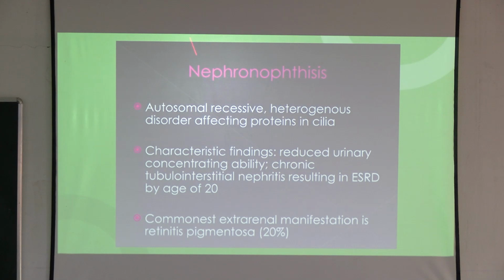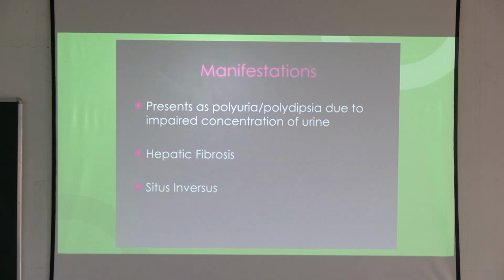And nephrophthisis is also a heterogeneous disorder affecting proteins in cilia. Manifestation ki hoy? Present as polyuria, polydipsia due to impaired concentration of urine. So the concentrating ability of the thick ascending loop of Henle and the collecting duct has been impaired, okay? So the patient presents with polyuria and polydipsia, hepatic fibrosis and situs inversus.